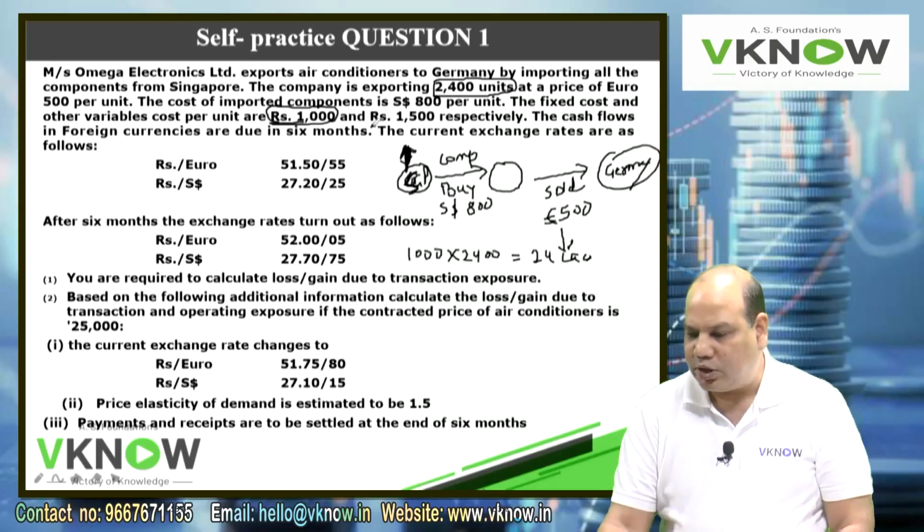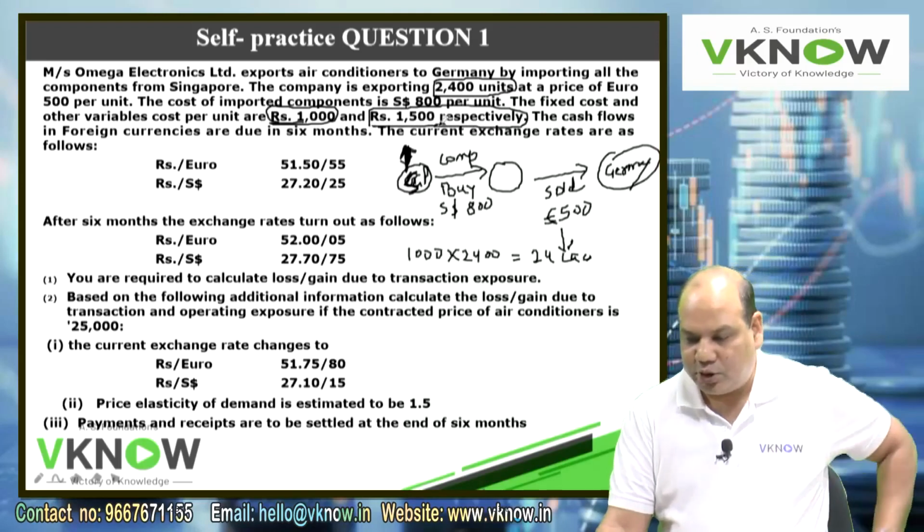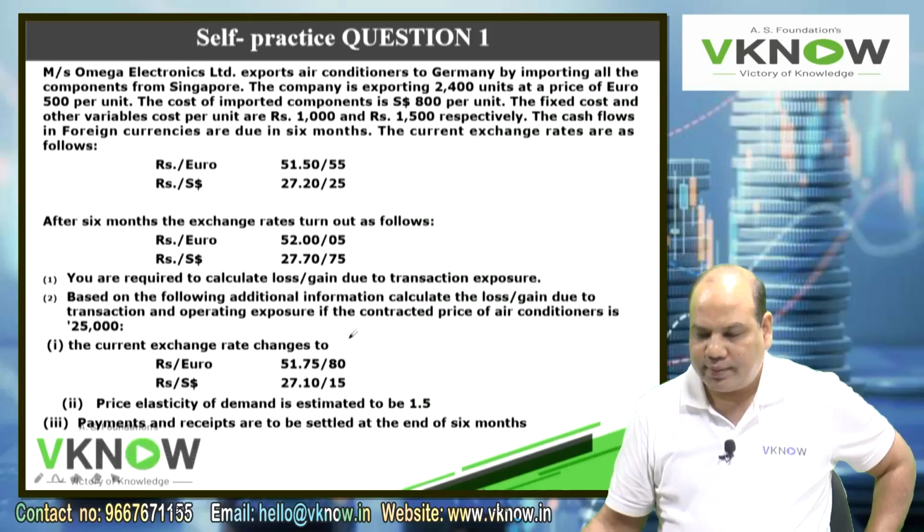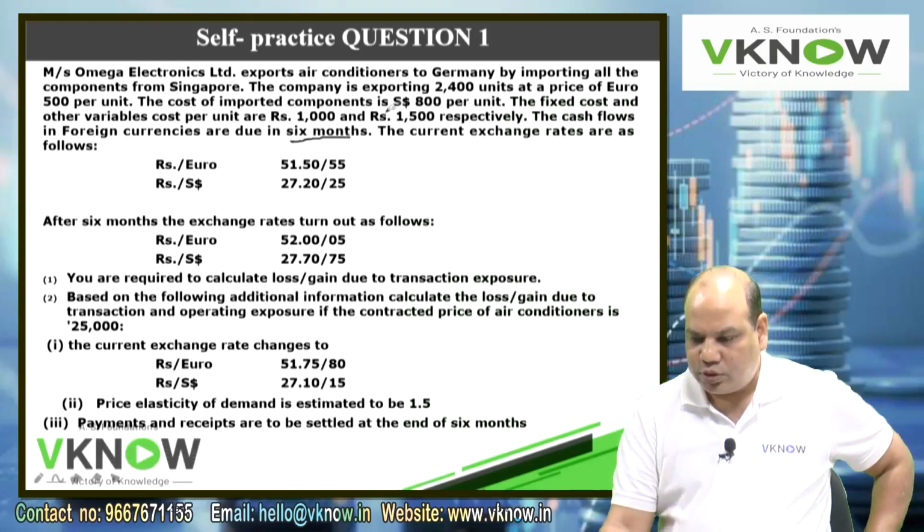Variable cost is 1500 rupees. This is in rupees, so no exchange risk is involved with respect to variable cost, which is 1500 rupees per unit. Variable cost varies with the output. The cash flows in foreign currencies are due in 6 months. That means you have to make the payment after 6 months, and you have to receive the payment after 6 months.